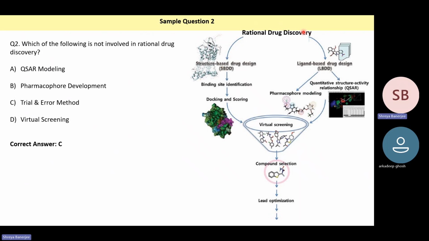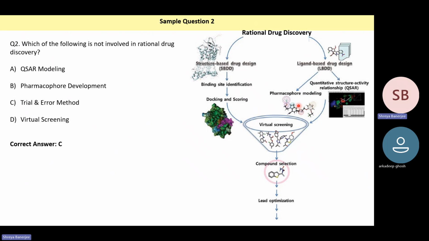The other method of rational drug discovery is the ligand-based drug design or LBDD. And LBDD is of two types. Pharmacophore modeling, where from the structure of the active site, you figure out what is the orientation of functional groups needed in the ligand.